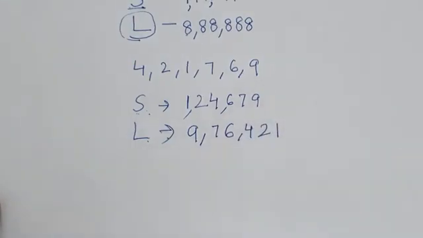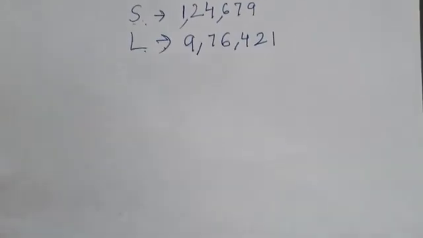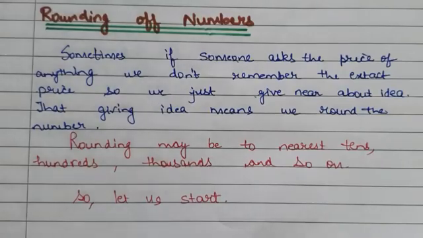to 1. Now let us discuss rounding off numbers. Children, sometimes what happens, if someone asks you the price of anything, we don't remember the exact price of that thing. So we just give the idea that this price is near to the exact price. Means we are not sure about the actual cost of that thing. So we just give a rough idea. So this idea means we round the number.